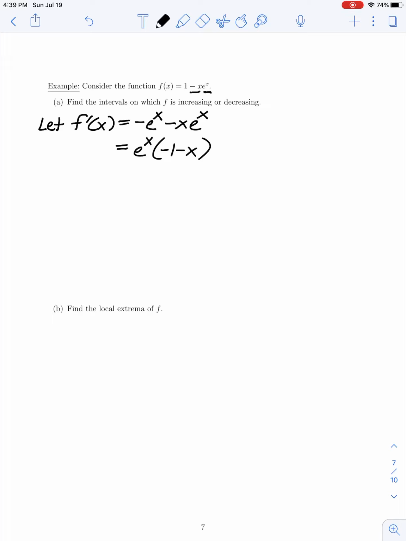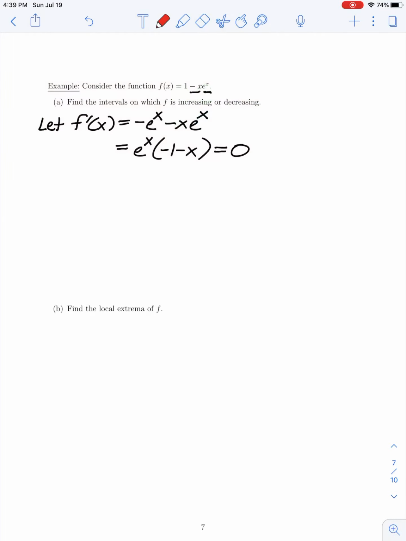So to find critical values, we first ask if there's anywhere that this derivative is undefined. And here we have the product of an exponential and a linear function. So these are both defined for all values of x. So the only critical values we could have are values of x such that this derivative is 0.